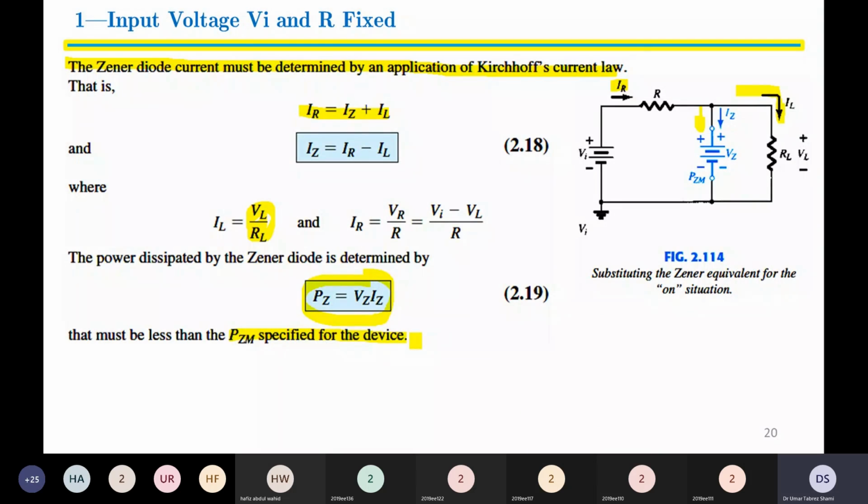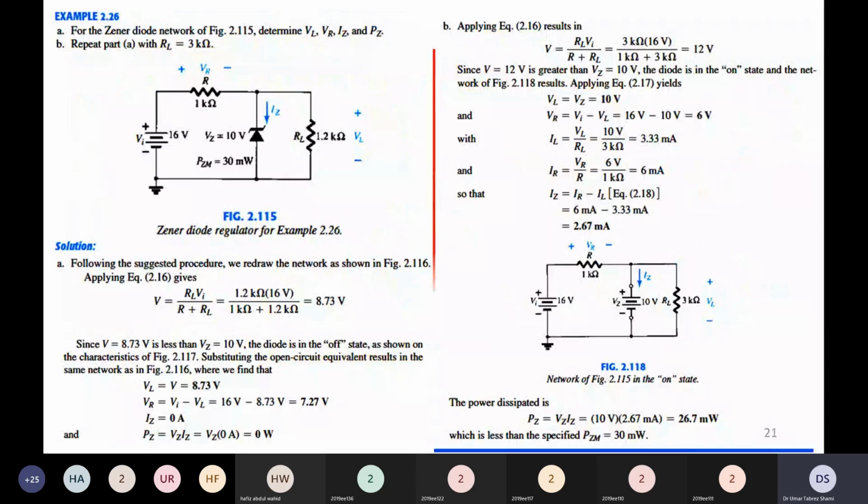PZM is the maximum power dissipation that a given Zener diode can dissipate, and this information can be gathered from the data sheet provided by the manufacturer. So this was our first operating condition. And now we will come to example number 2.26.